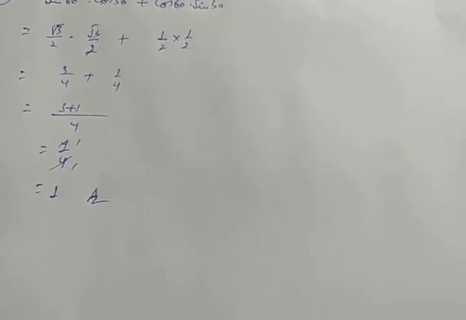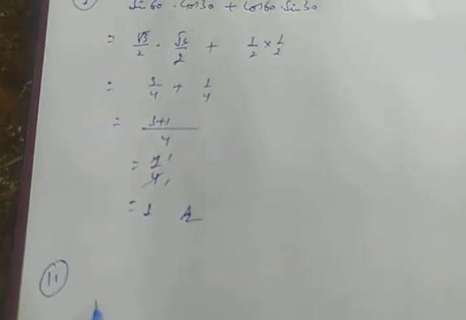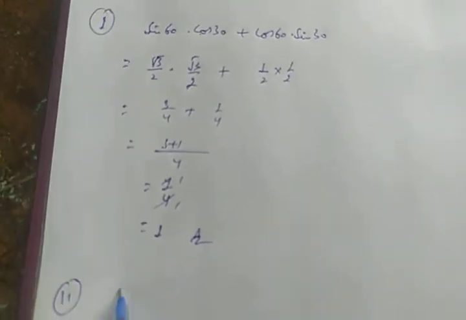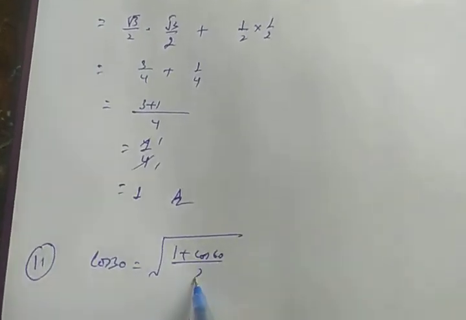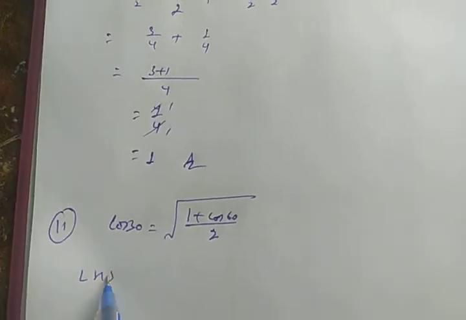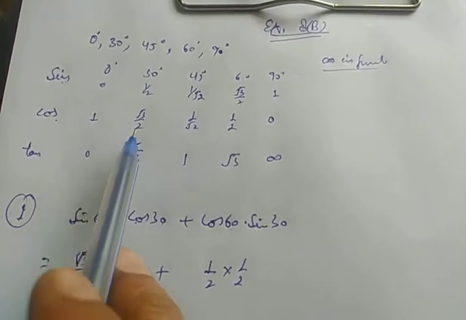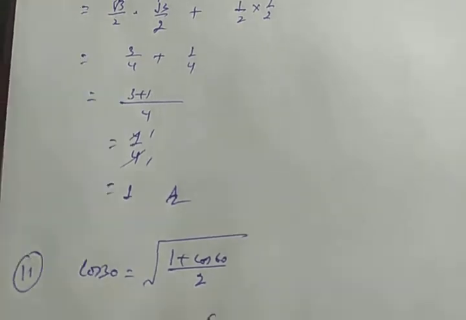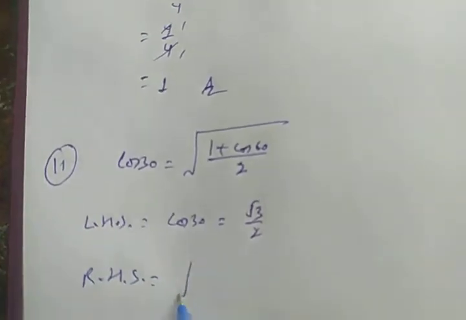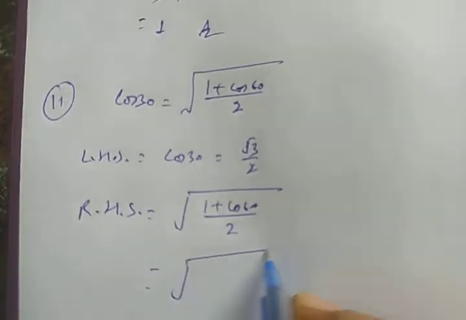Let us take now question number 11. All questions are simple, nothing special, that's why I am skipping so many questions. Question 11 is given: show that cos 30 is equal to under root of 1 plus cos 60 upon 2. Now you have to solve this like: LHS is equal to cos 30 and the value of cos 30 is under root 3 by 2. Now there is nothing to be calculated. Now RHS you have to calculate. It is given under root 1 plus cos 60 upon 2. Now simplify this.